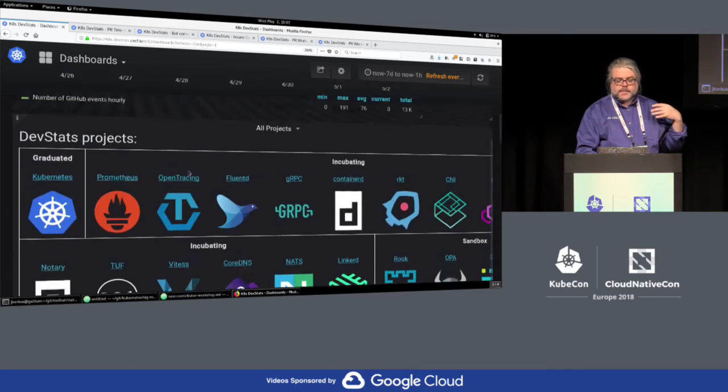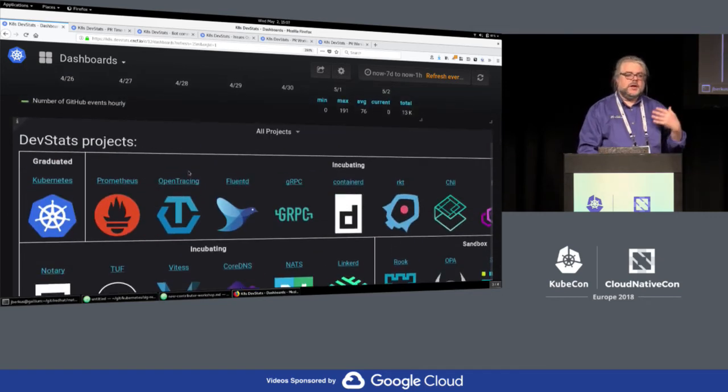Having explored the charts a little, we want to talk about how they actually work, partly to help you understand the data that's being displayed. So Lucas, do you want to come up and talk about DevStats, the project, because of course it is an open source project as well.